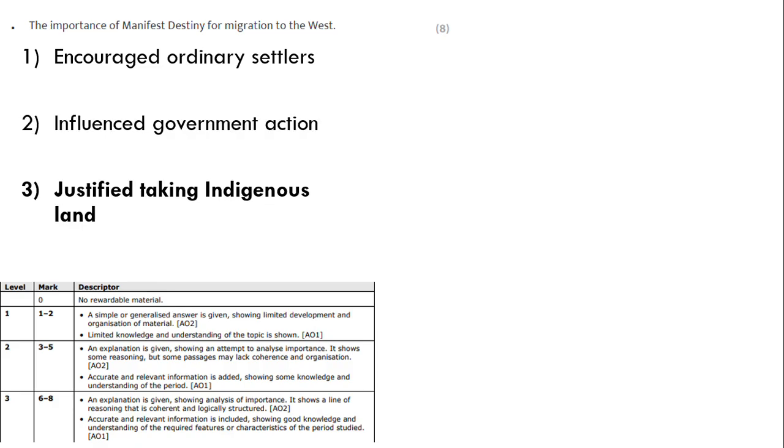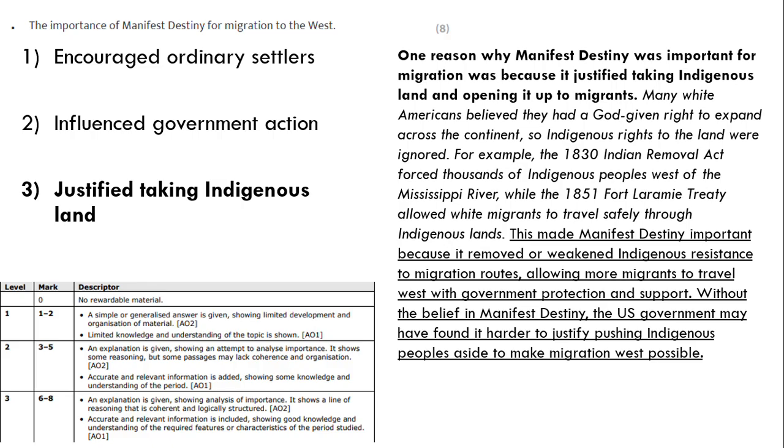And then our third option, that it justified taking indigenous land. Again, I would avoid this unless it said settlement instead of migration. But here's what we could say for a migration question. Not a settlement, a migration question.